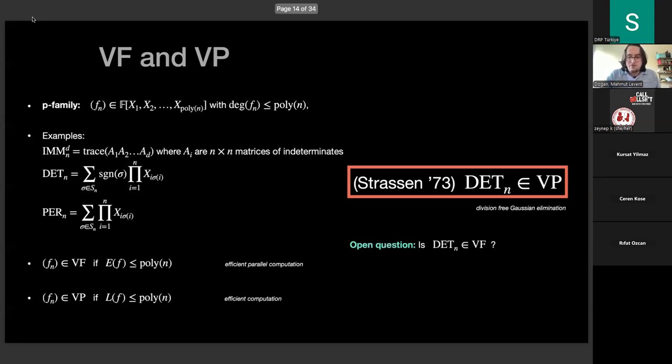All right, but what we don't know is if the determinant has a small formula size, and that's an open problem, wide open. If you want to try it, go for it. It will be fun. So can you compute the determinant with a small formula instead of a small circuit? So you can only use one intermediate computation only once, not twice, okay?